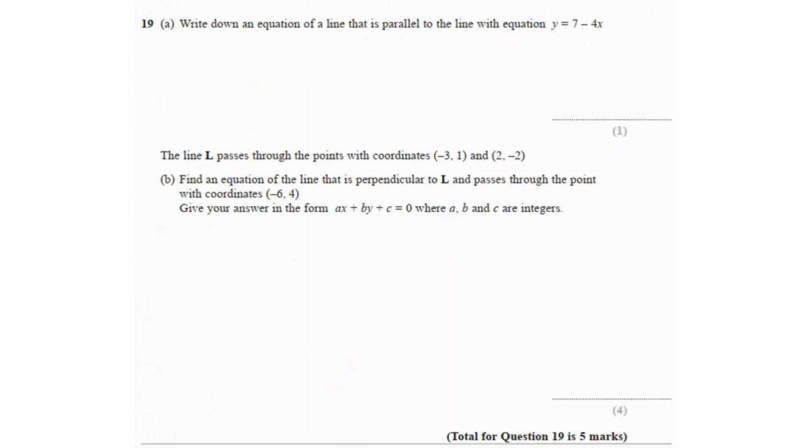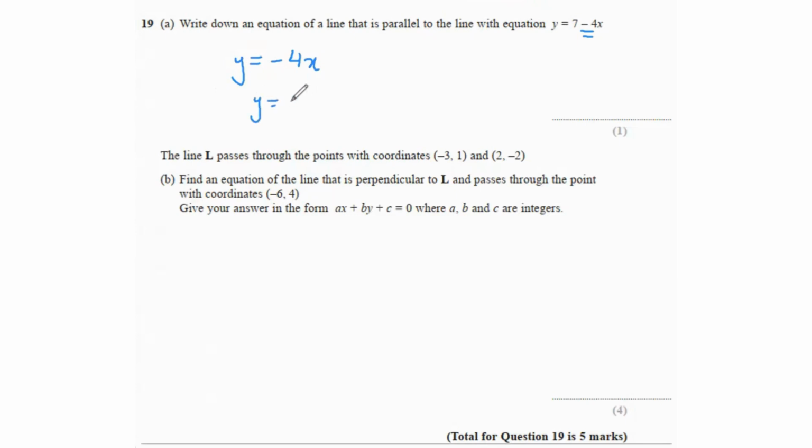Then it says write down an equation of a line that is parallel to the line with the equation y equals 7 minus 4x. So as we know, when two lines are parallel, the gradient is going to be the same. So you just write any equation as long as the gradient is the same. Gradient is -4, so even y equals -4x would work.